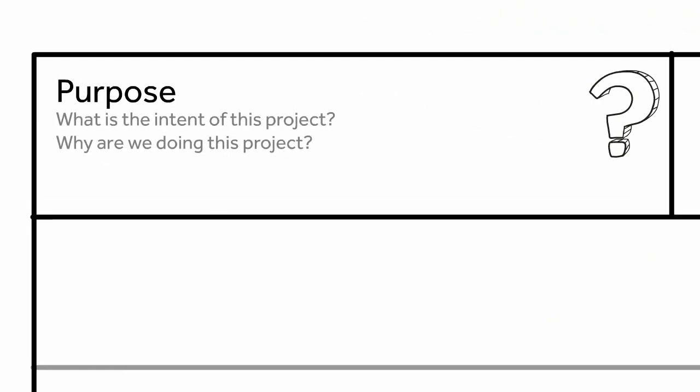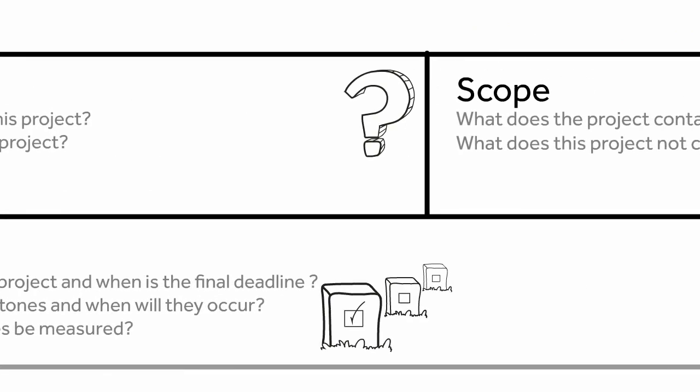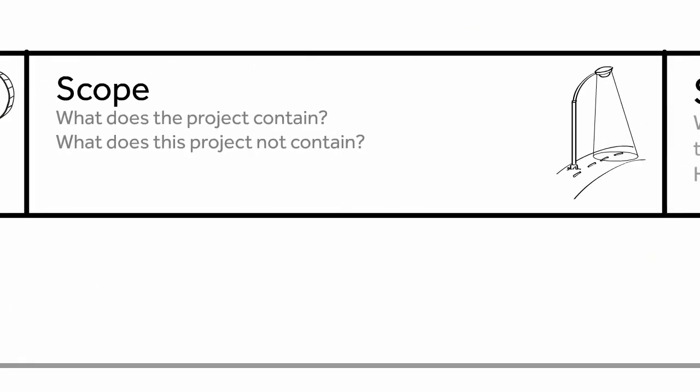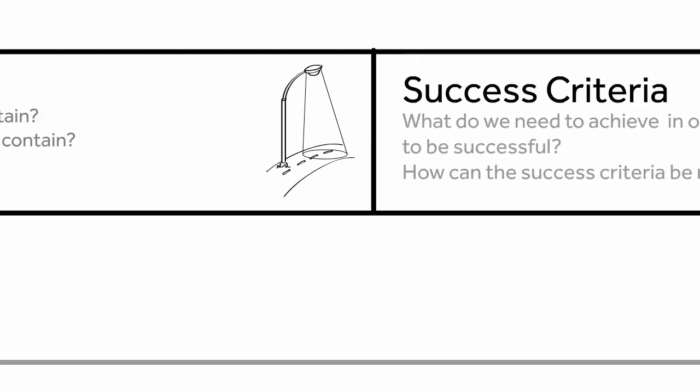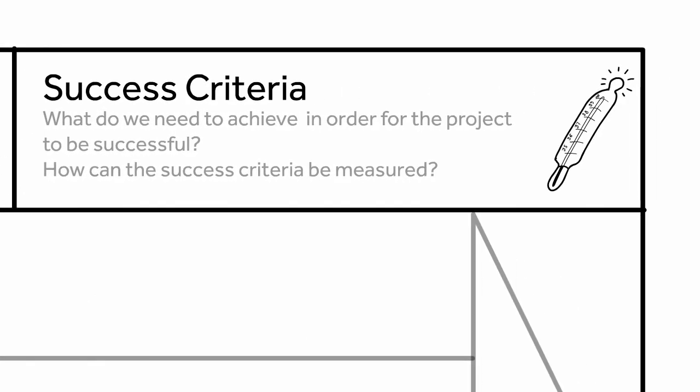First, we need to look at the project purpose. What is the basic intention of the project? Then, you want to determine the scope by exploring the boundaries of the project activities. What does the project contain and what does it not? When you know your purpose and scope, then you want to agree on some measurable success criteria. What do we need to achieve in order for the project to be successful? These can later help you agree on whether the project is living up to the predefined goals or not.